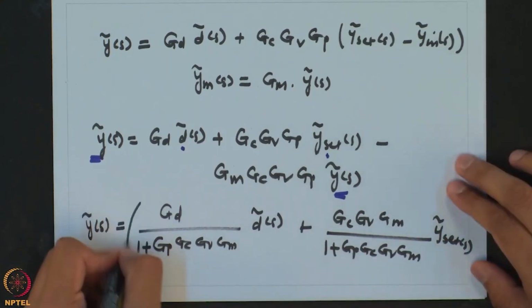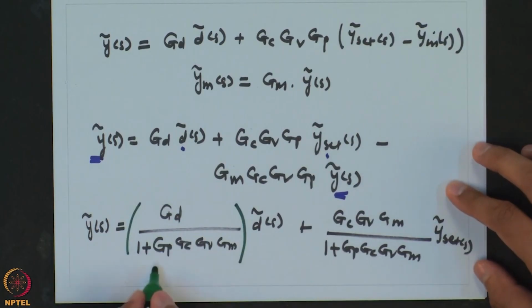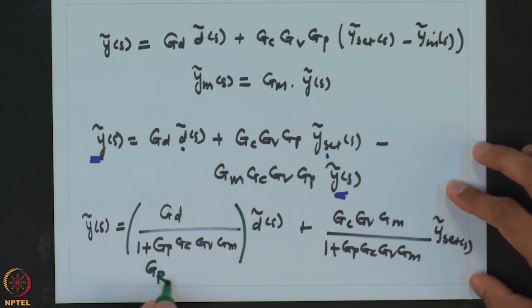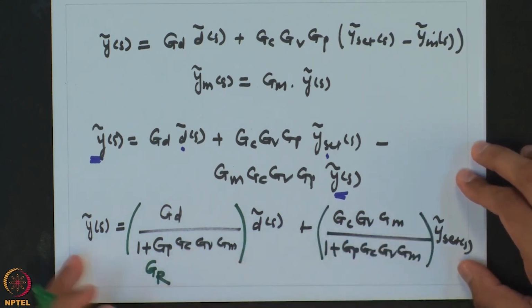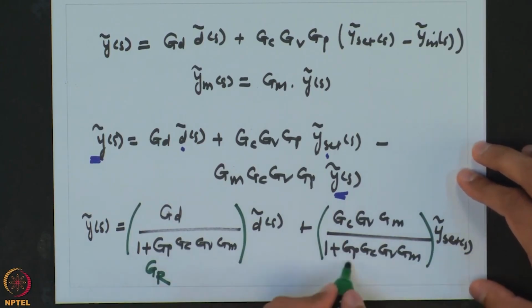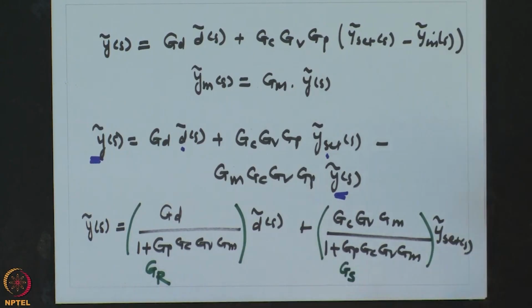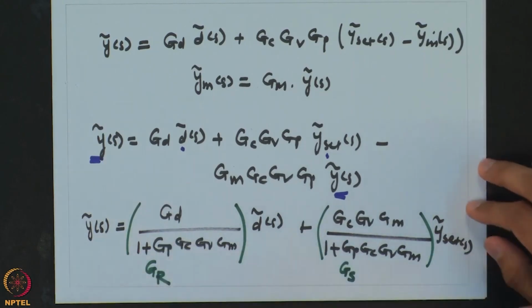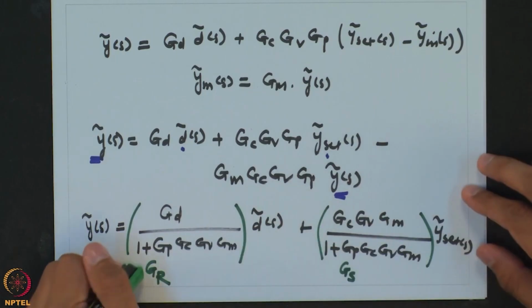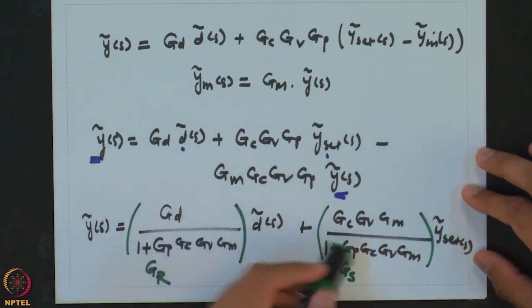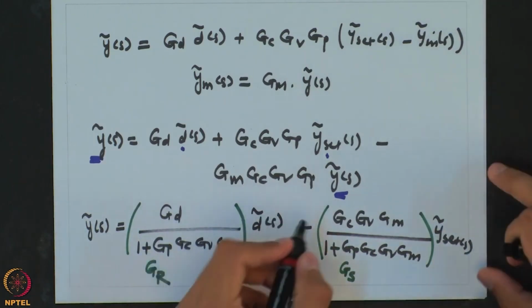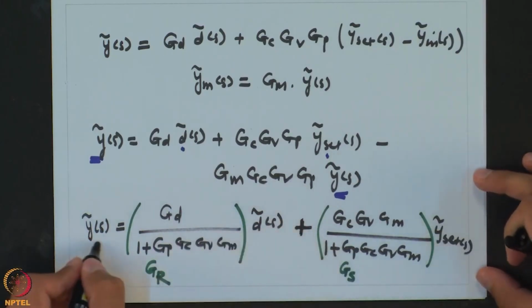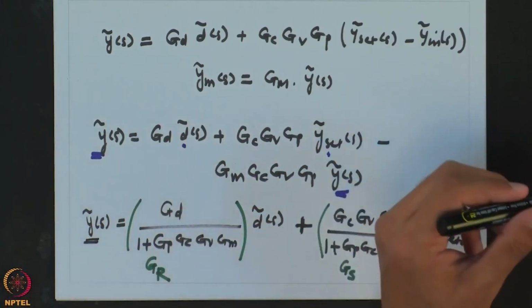So, this is the transfer function which will represent the effect of disturbance. We will call it the regulatory transfer function or GR, and this is the transfer function which will tell us the effect between the set point change and the output. So, it represents the servo problem. We will represent it as GS. So, these are the transfer functions for the feedback controller whenever we are working it as a regulatory controller or a servo controller. In reality, both these actions will be happening together, and then whatever is the output will be the effect of changes in disturbance as well as the changes in the set point.